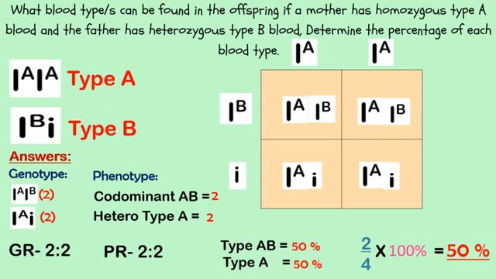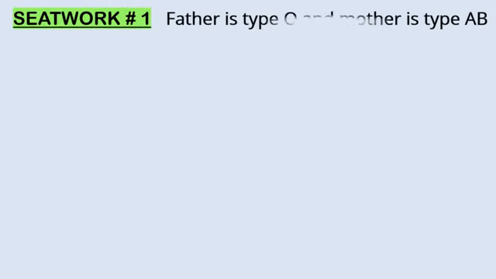Okay? So the problem or your seat work goes like this. Father is type O and the mother is type AB. So what will be the genotype and phenotype of the offspring, and also what is the percentage and the genotypic and phenotypic ratio of the offspring? Your timer starts now.